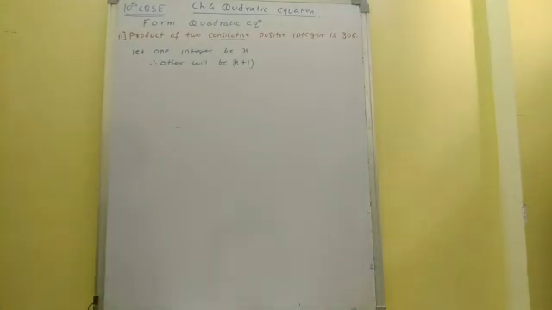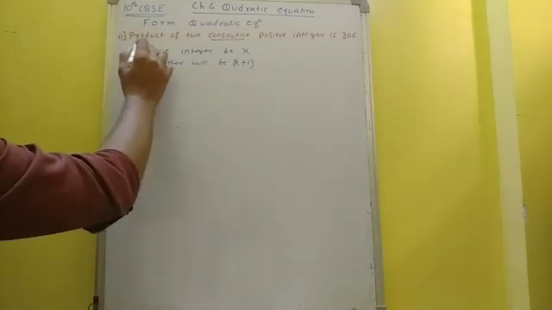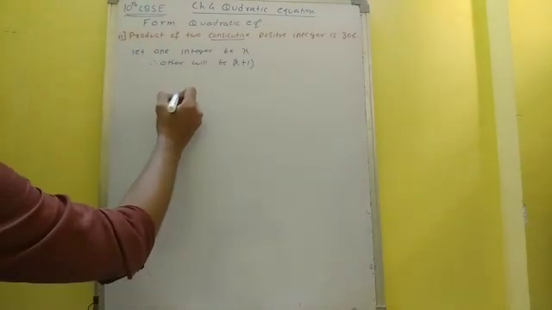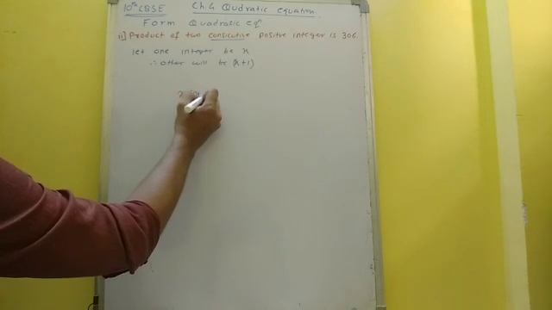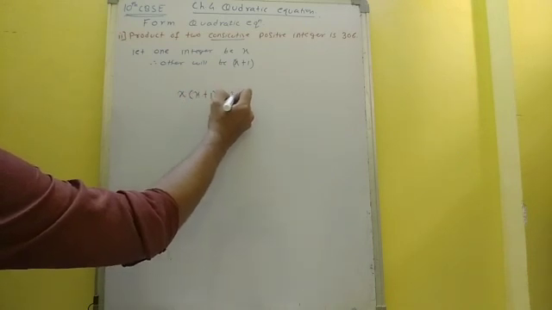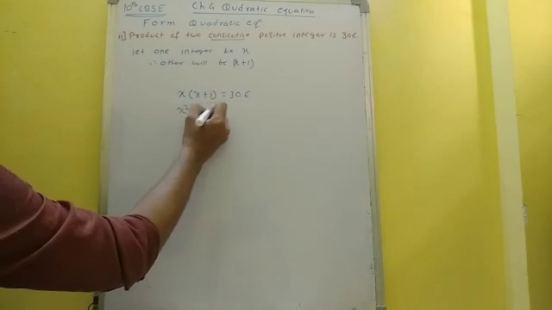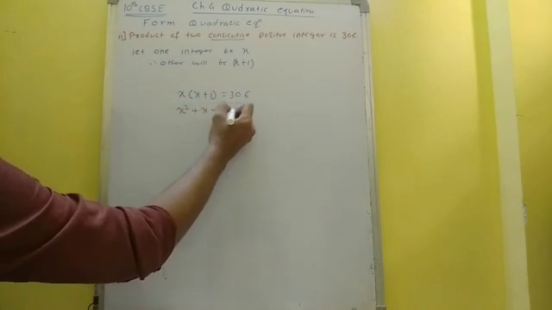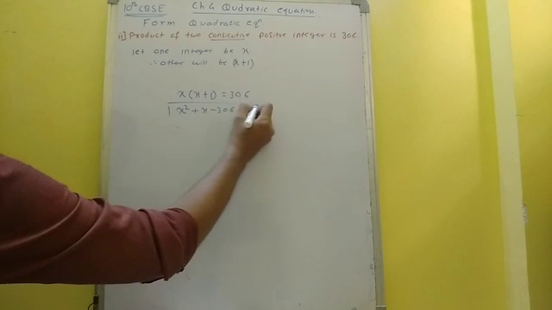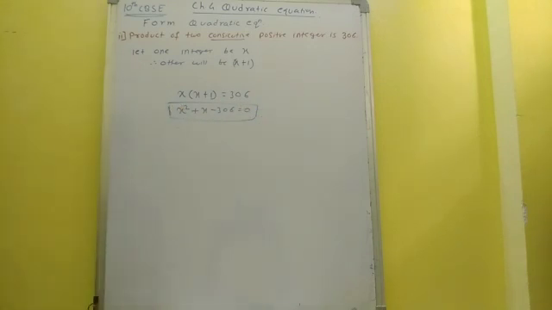You are asked to find the product. Product means what? Multiplication, that is x multiplied by x plus 1 is equal to 306. So when I open the bracket, x square plus x minus 306 is equal to 0. Got it? So this is the quadratic equation. Just frame the equation.